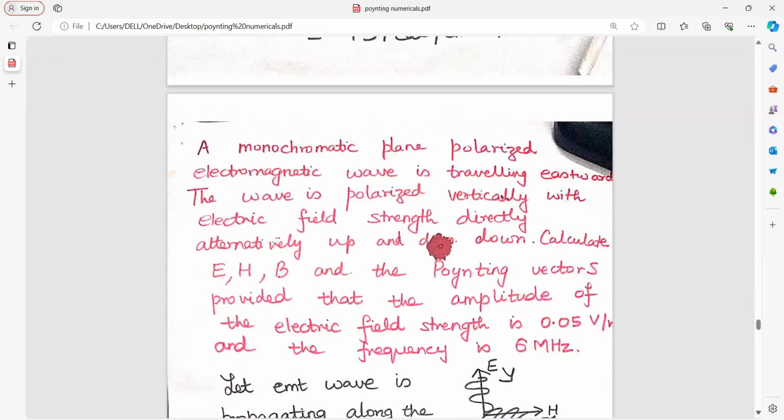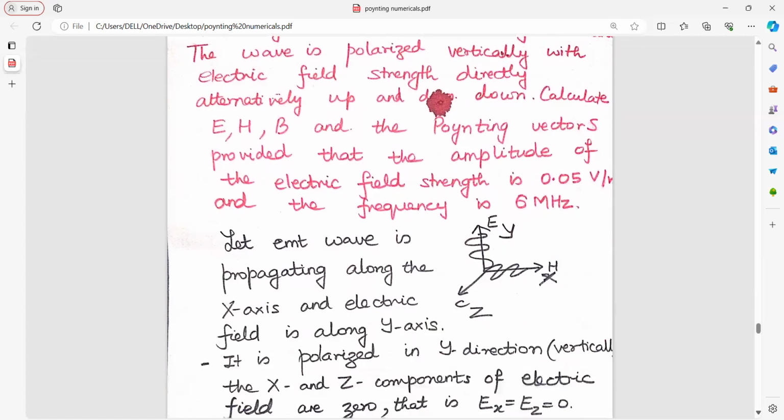A monochromatic plane polarized electromagnetic wave is traveling eastward. The wave is polarized vertically with electric field strength directly alternatively up and down. You have to find E, H, and B and the Poynting vector. Okay, you have been given electric field strength and frequency.